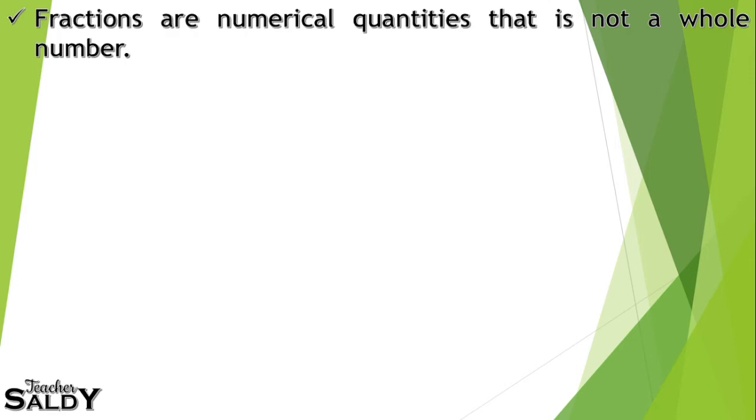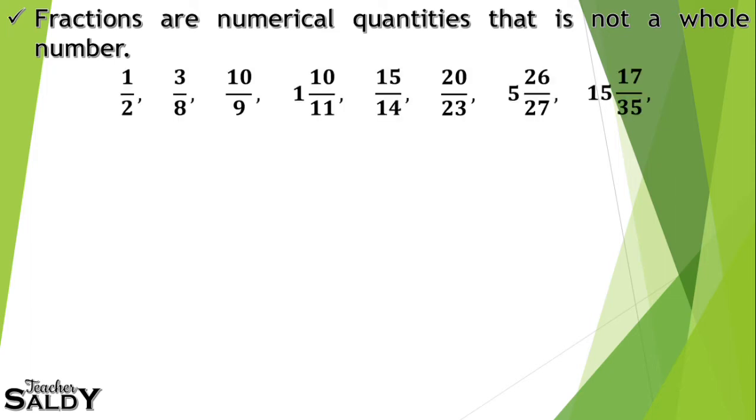So, let's start with the definition of fraction. Fractions are numerical quantities that are not a whole number. So we have examples: 1/2, 3/8, 10/9, 1 and 10/11, 15/14, 20/23, 5 and 26/27, and lastly 15 and 17/35.